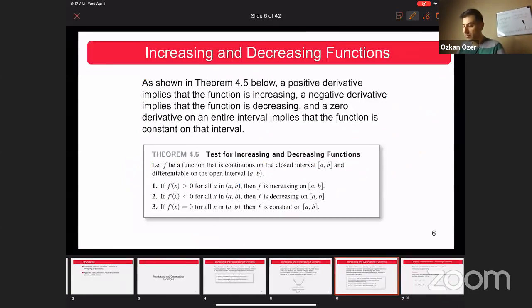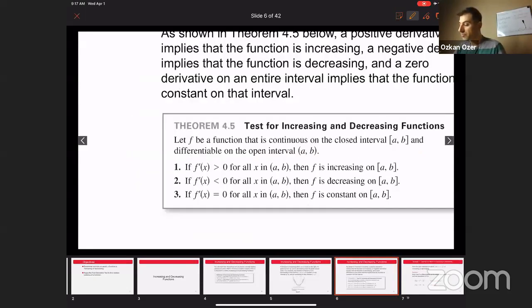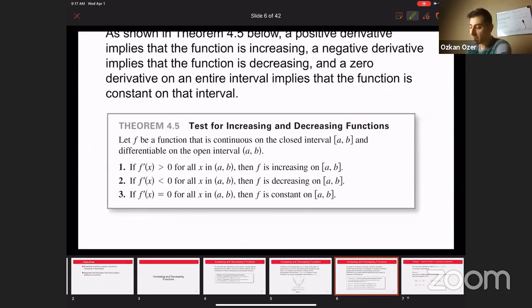Let's just check this fact here. This is theorem 4.5. Let's just read it quickly. Let's say I give a function continuous on the closed interval and differentiable on the open interval (a, b).